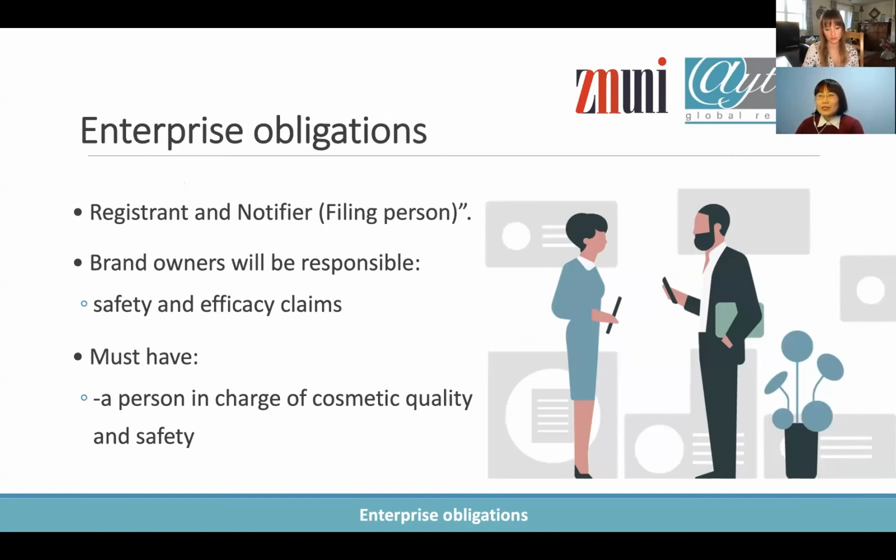The second one is defined cosmetic brand owners, and they will be responsible for both the cosmetic product safety and the product's efficacy claims, which before SARS came out they were only responsible for the safety. And the last one, the brand owners must have a person in charge of cosmetic quality and safety. So from now on, every cosmetic brand, when they come to the Chinese market, they need to have this person in charge of cosmetic quality and safety, and also have some conditions for that person.